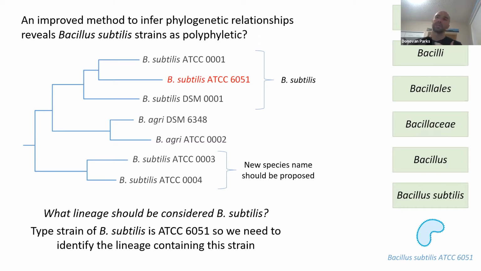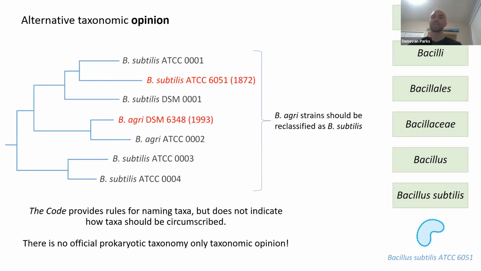Now, this is just one way to resolve this situation. And as I mentioned at the beginning, deciding what strains belong to a given taxa or species is the domain of taxonomy, and taxonomy is actually just opinion. So an alternative taxonomic opinion is that all these strains actually represent a single species. So we need to now determine what we call this new species that actually encompasses strains that we previously were classifying as Bacillus subtilis and Bacillus agri.